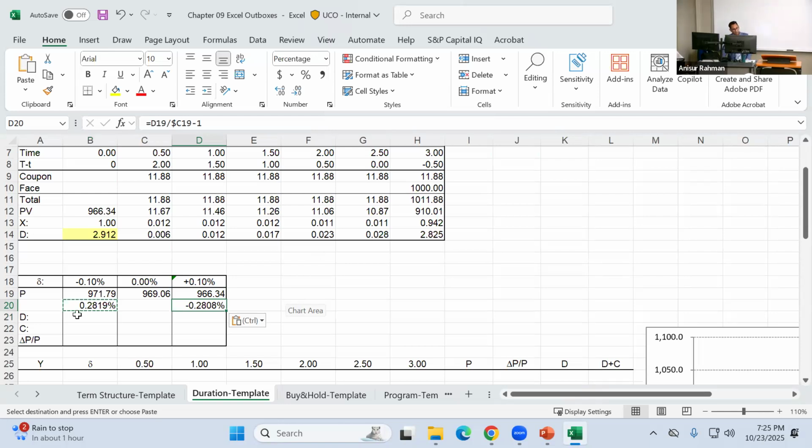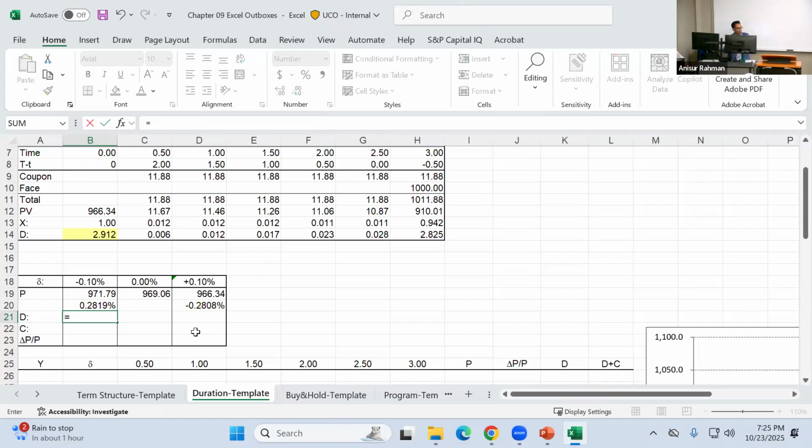So now in the duration, we need equal open parenthesis P minus, which one is P minus? Yeah, that's one, okay, very good. Minus P plus is which one? The first one. Okay. Divided by 2 times delta. Delta are these, right? So delta times our original P is this.